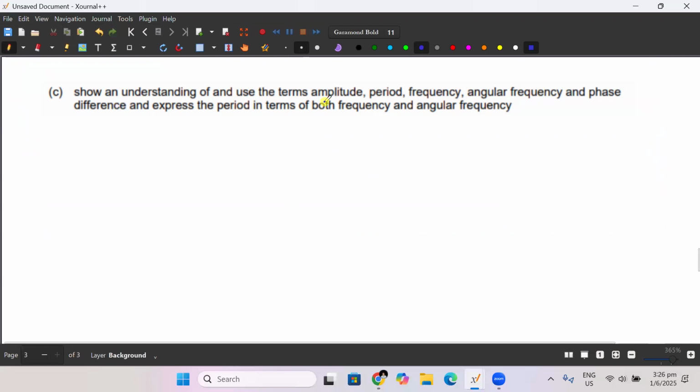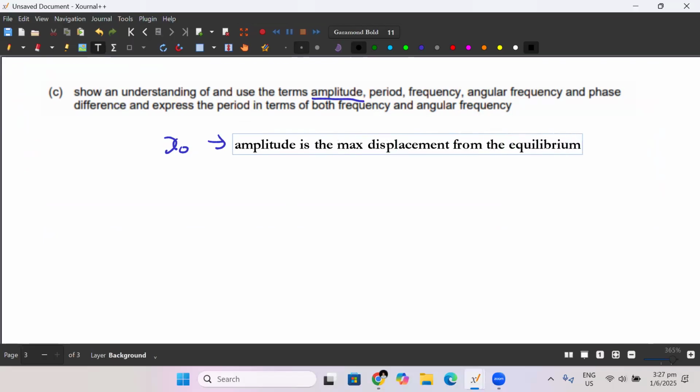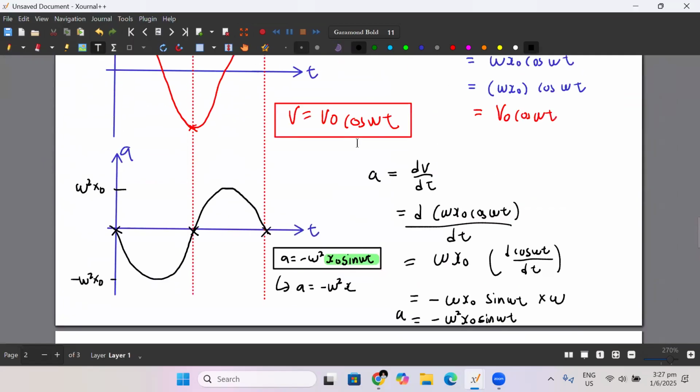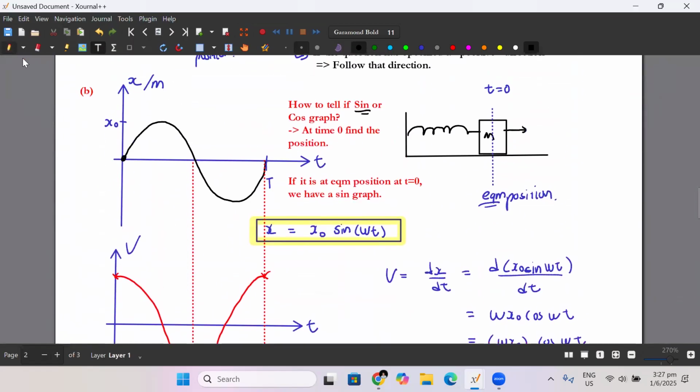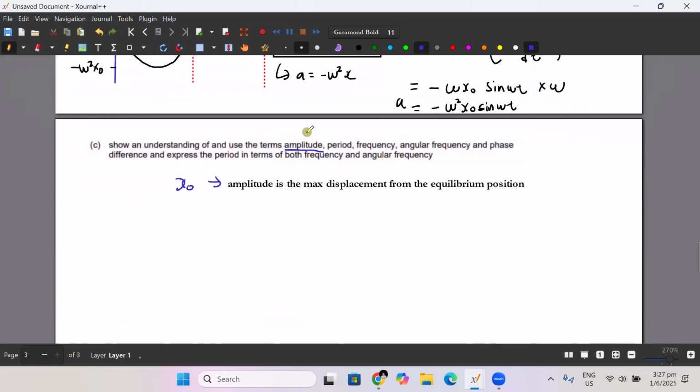So what is amplitude? Amplitude is x naught, and we define it this way: it is the maximum displacement from the equilibrium position. That's it. So graphically, it's this fellow. This is x naught.